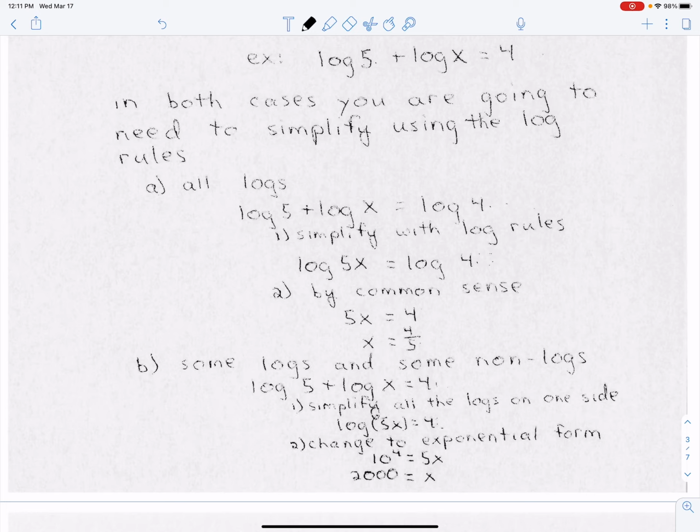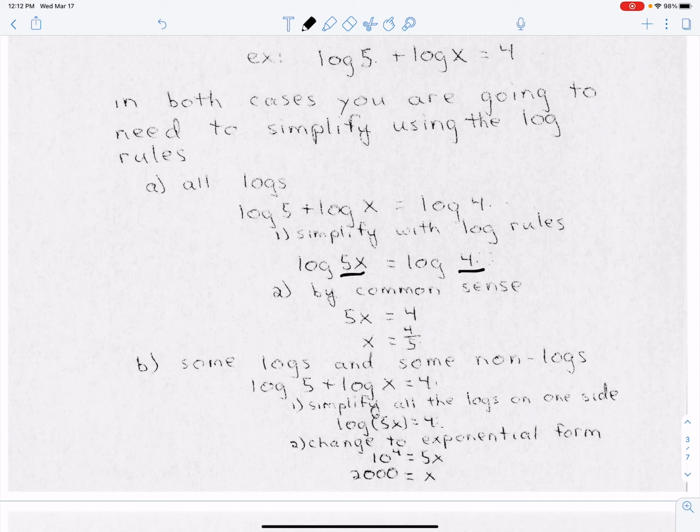You have the log of 5 plus the log of x equals the log of 4. Okay, so you simplify with the log rules. And now, I'm not dividing out the word log or doing anything other than, well, if the log of one thing equals the log of this, then wouldn't those two things have to be equal? So by common sense, I'm just saying, okay, 5x equals 4 and solving it. And now we'll go back and check the answer. Does 5/4, when you plug it in for x, cause us to take the log of a negative number? No. Okay, so the answer is 5/4.